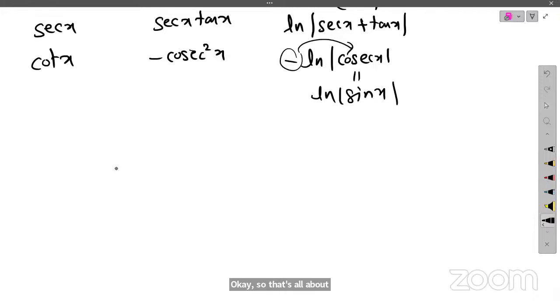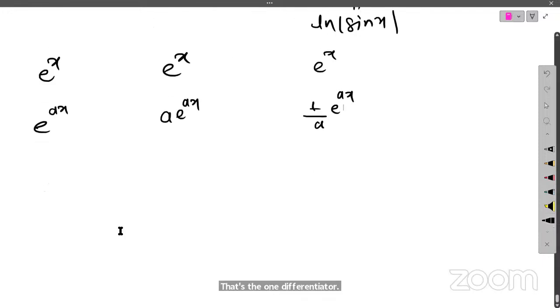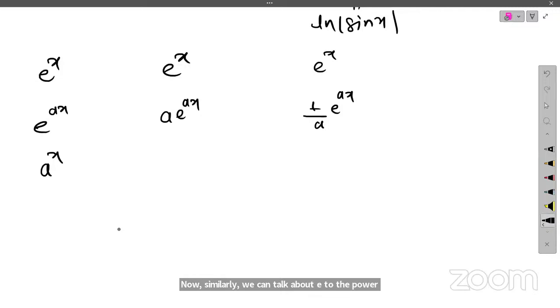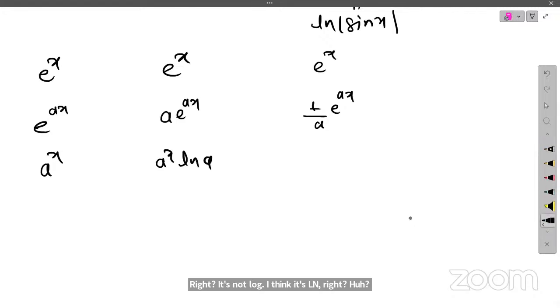Now let's go to exponential functions. The derivative of e to the power x is the same as e to the power x, and that's why the integration is also e to the power x. Now if we have a constant here, that is e to the power ax, then the derivative will become a times e to the power ax, and the integral will become 1 by a times e to the power ax. That's the one difference here. Now, similarly, we can talk about a to the power x. The derivative of a to the power x is a to the power x ln of a, and the integration will become a to the power x upon ln of a.